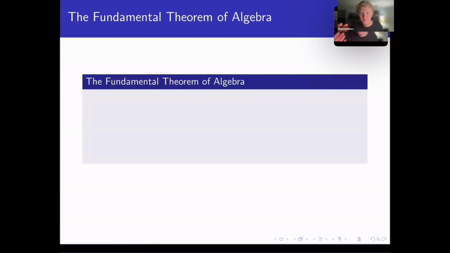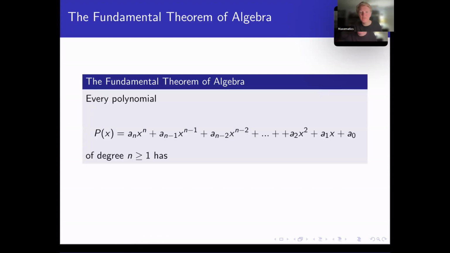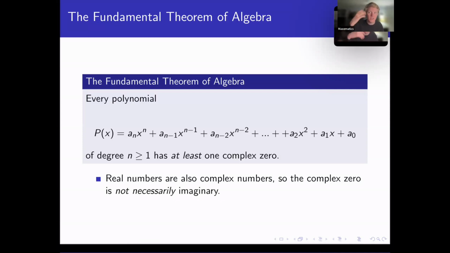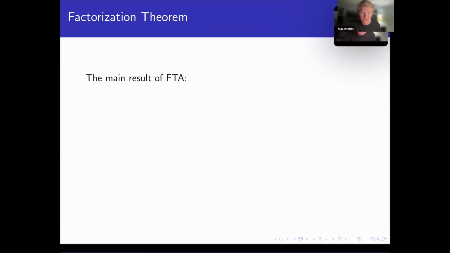So that brings us to the fundamental theorem of algebra. Every polynomial function like this of degree n greater than or equal to 1 has at least one complex zero. So don't forget, real numbers are also complex numbers. Just because it has at least one complex zero doesn't necessarily mean it has an imaginary zero, right? Real numbers, 2, 5, -3/2, those are all real numbers. The fundamental theorem of algebra says we have at least one complex zero.